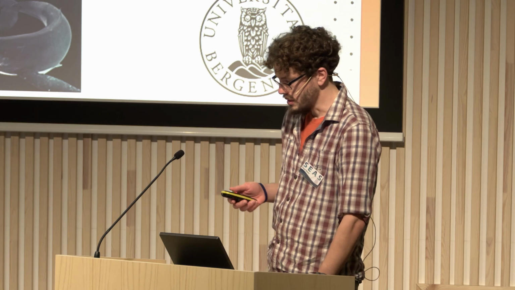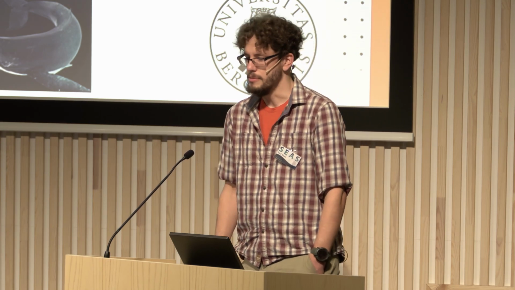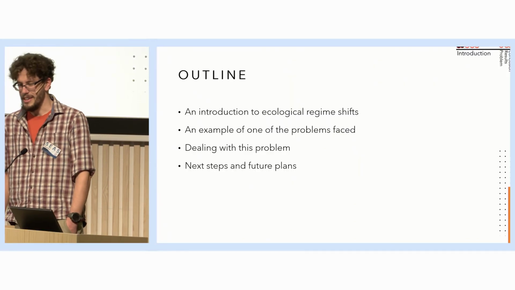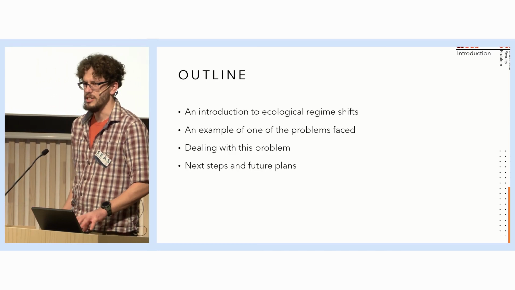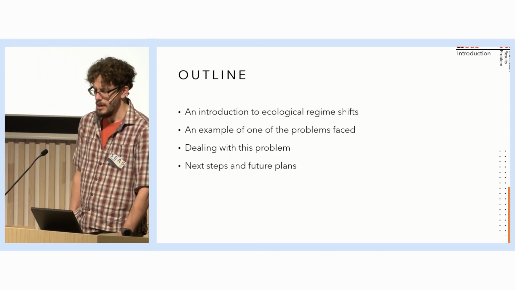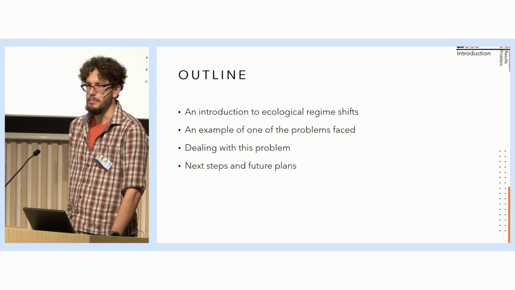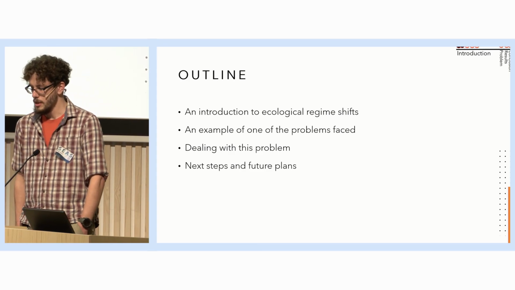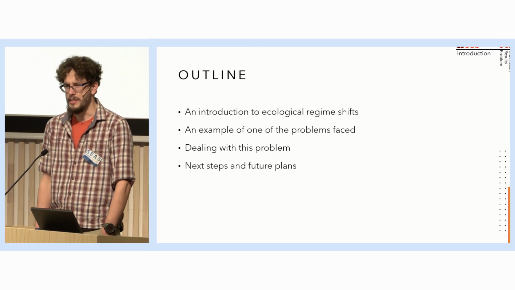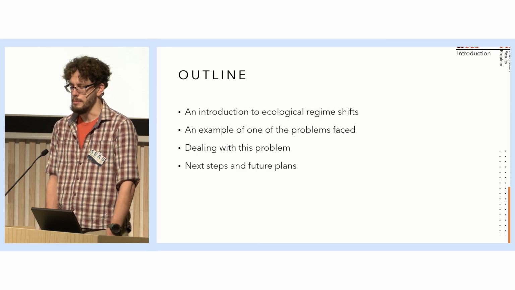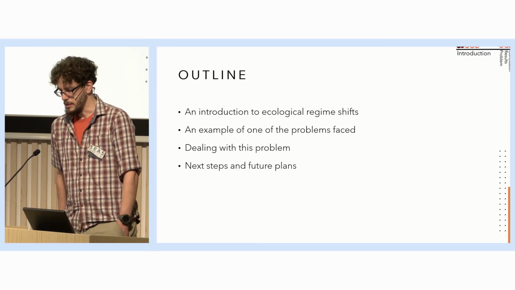So I will be talking about identifying things that are difficult to identify. I had some fun with the title, but I didn't manage to find a particularly clever one. I wanted to talk briefly about what ecological regime shifts are. And then, because the subject is a little complicated, we're going to dive down into just one of the problems I faced when trying to figure out where these ecological regime shifts have happened in the past, and how I've dealt with this.